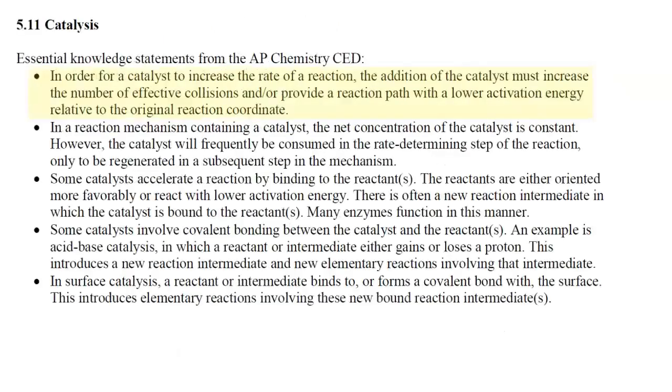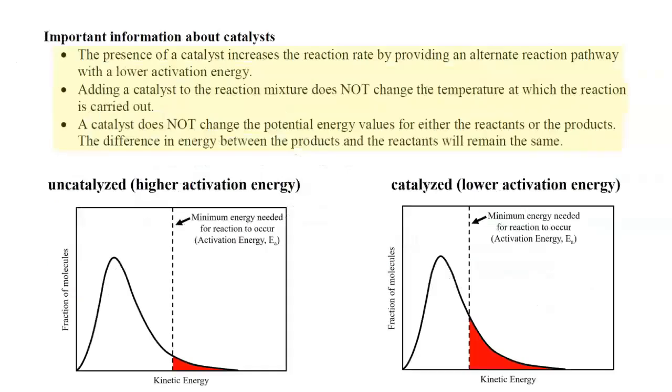So remember that back in Unit 5, which was on kinetics, we did talk about catalysis. That's topic 5.11. In order for a catalyst to increase the rate of a reaction, the addition of the catalyst must increase the number of effective collisions and/or provide a reaction path with a lower activation energy relative to the original reaction coordinate. So we know that a catalyst generally increases the rate of a reaction by providing an alternate reaction pathway with a lower activation energy.